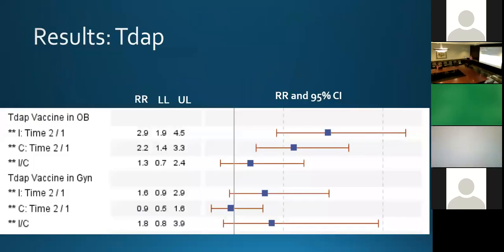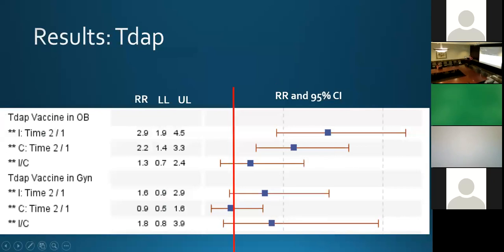Okay, so to orient you to this slide, this line down the middle here is basically the 0 line. So any confidence intervals that cross 0 are nonspecific. And these are the results for Tdap, intervention and control, and then intervention versus control. What you can see is that in OB patients, intervention practices improved over time, control practices improved over time, but there wasn't a statistically significant difference in the improvements between interventions and controls.